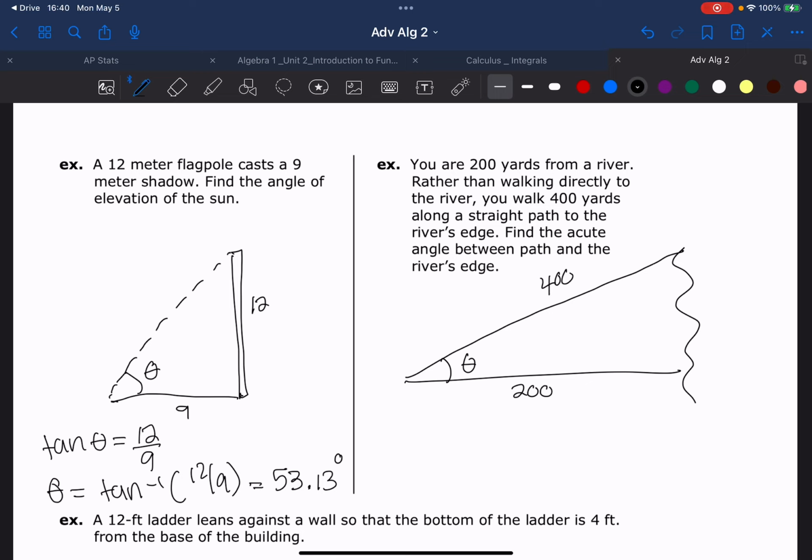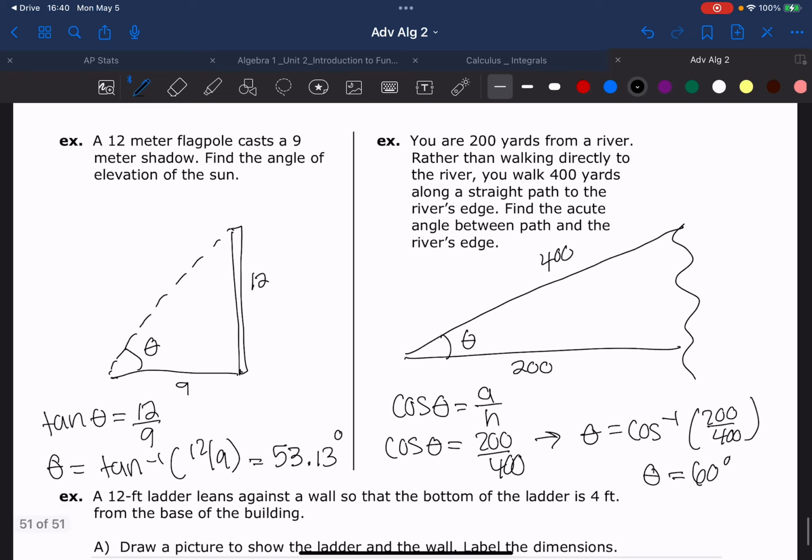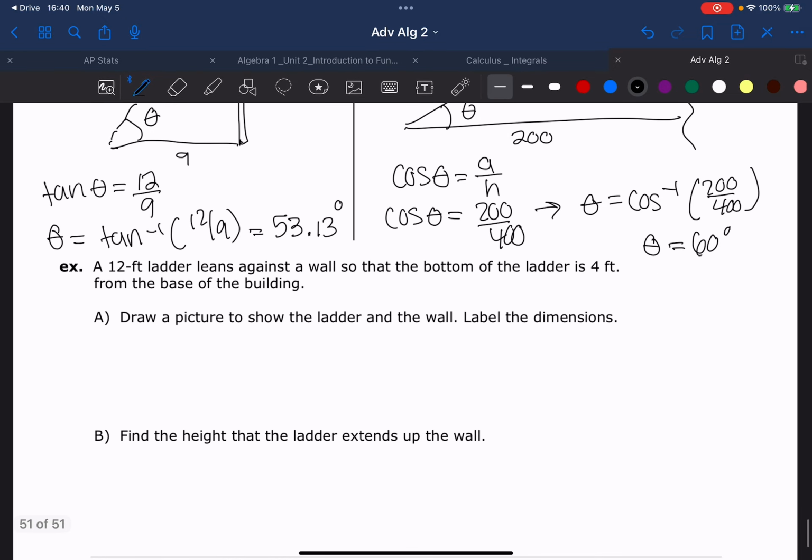Okay. So if we want to find that angle and we're given adjacent and hypotenuse, then we know we're using cosine, because cosine of theta is equal to adjacent over hypotenuse. So cosine of theta is equal to 200 over 400. In order to find theta, we have to do the inverse of cosine, which is the inverse of cosine 200 over 400. And that gives us theta is equal to 60 degrees.